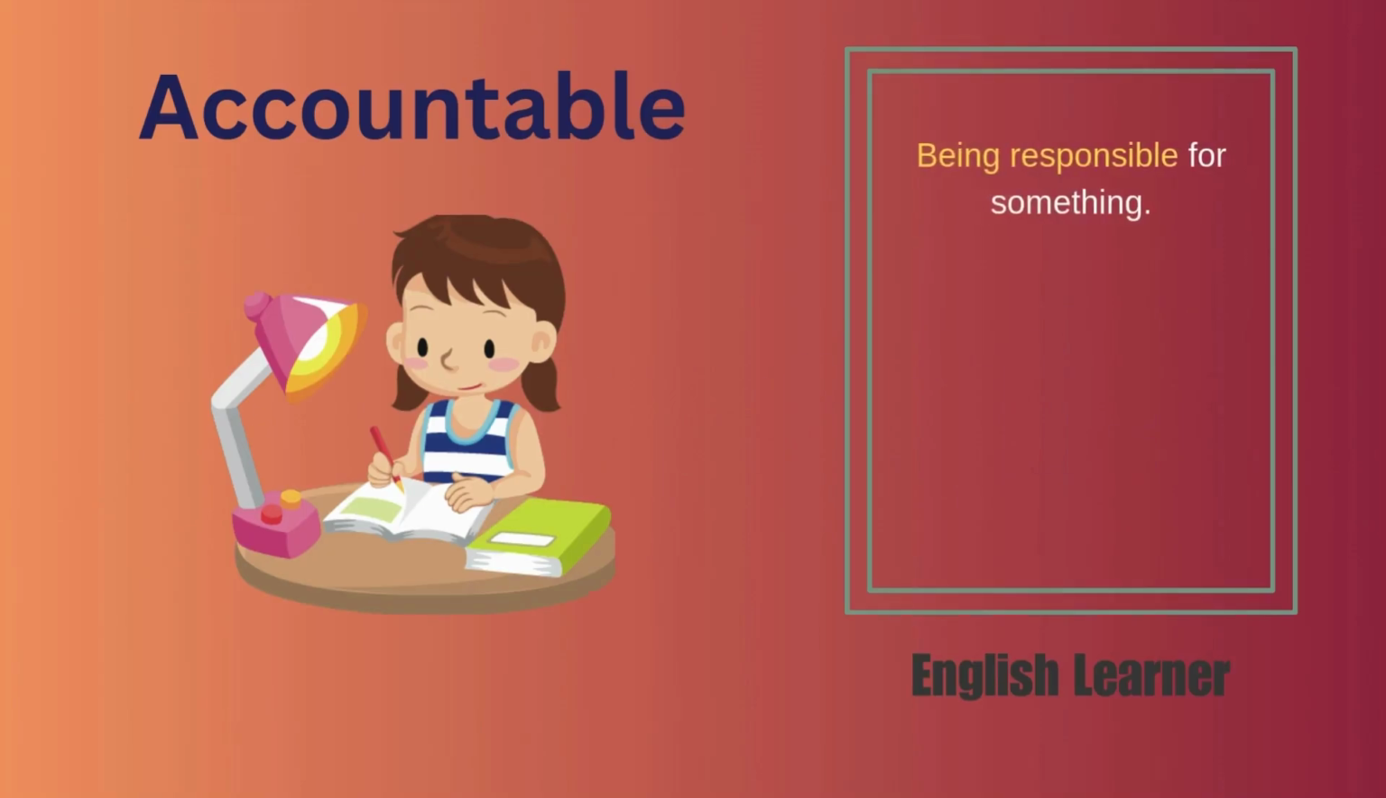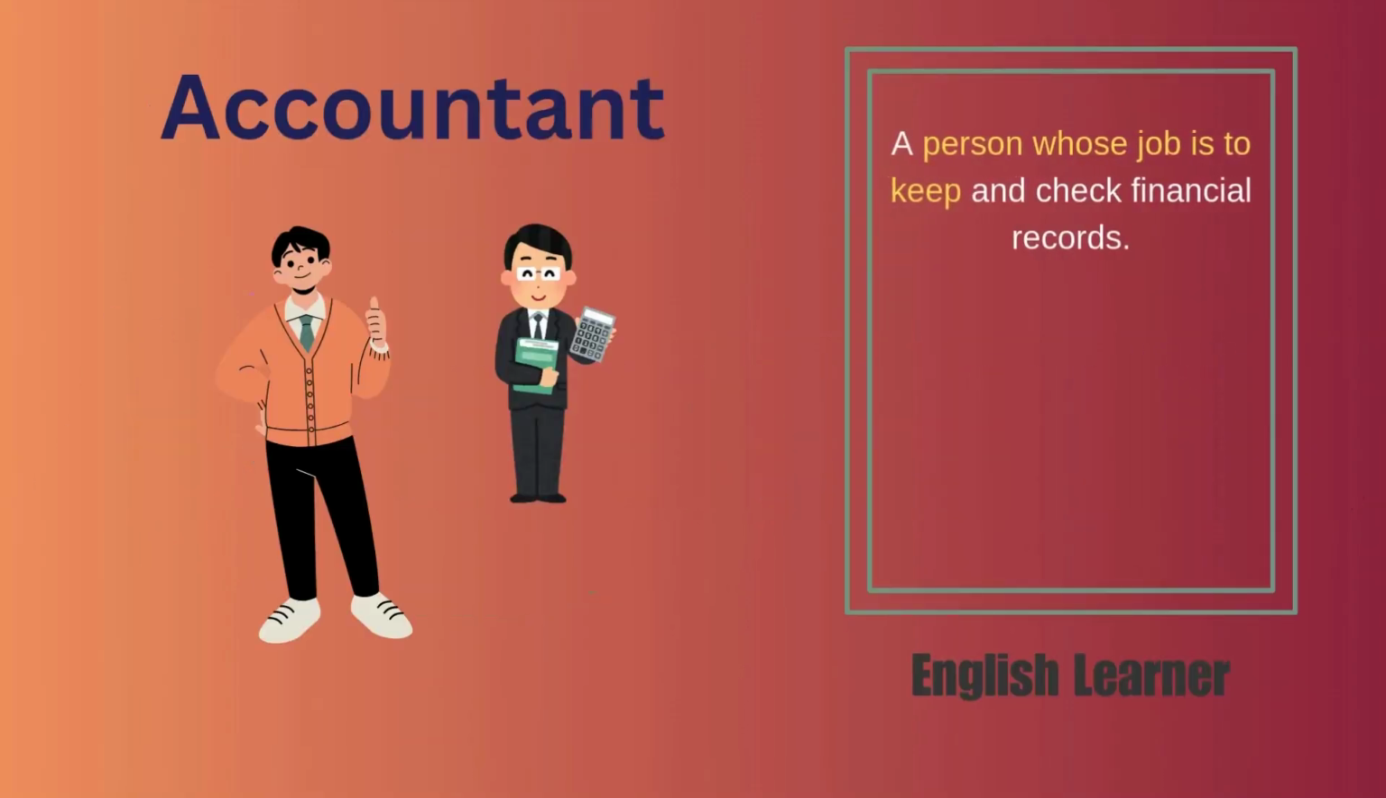Accountable. Being responsible for something. Example. She is accountable for completing her homework on time. Accountant. A person whose job is to keep and check financial records. Example. My dad's friend is an accountant who helps people with taxes.